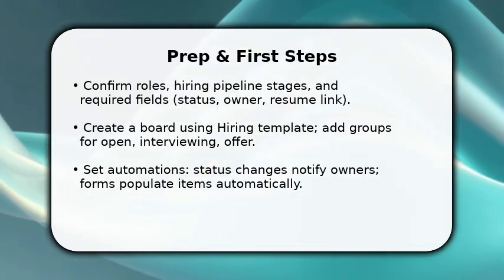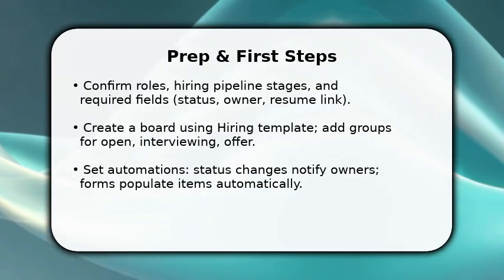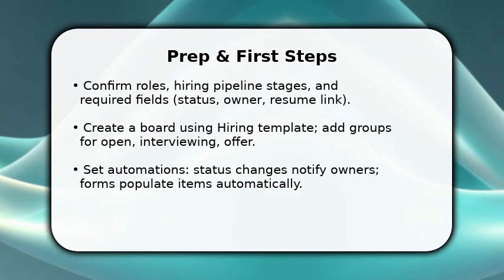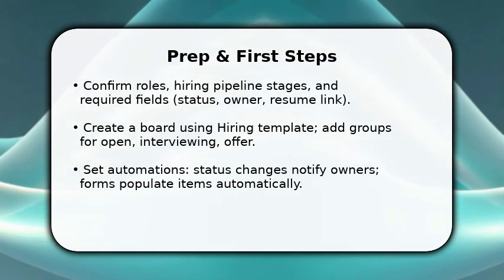Make sure to add automations that notify owners when statuses change and assign teammates automatically. That saves time and prevents items from stalling in the first 48 hours.